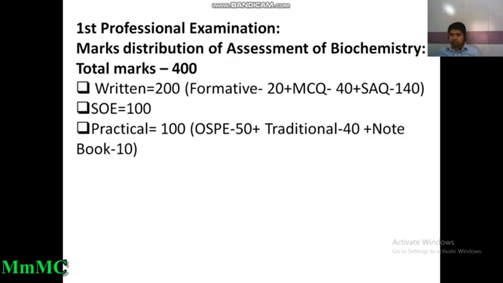Local hormones of the gastrointestinal tract. This also comes as a short note, that means local hormones of the GI tract. Mention the function of the following in fat digestion and absorption. How is micelle formed? You must depict the diagram when this question arises. Short note about micelle.